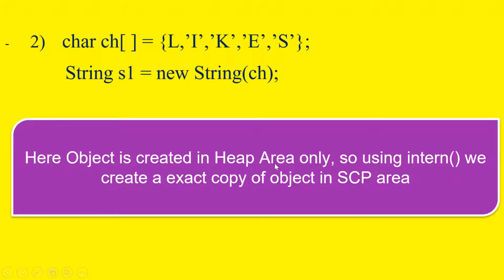Here the object is created in the heap area only. That means in the SCP area the object is not created. So what we do is use the intern method, which will create the exact copy of the object in the SCP area. In this method one object is created. Like before, in String s1 = new String("subscribe"), two objects were created, one in the heap area and another in the SCP area. But here only one object is created, that is in the heap area. So we use the intern method here to create an exact copy of the object in the SCP area.